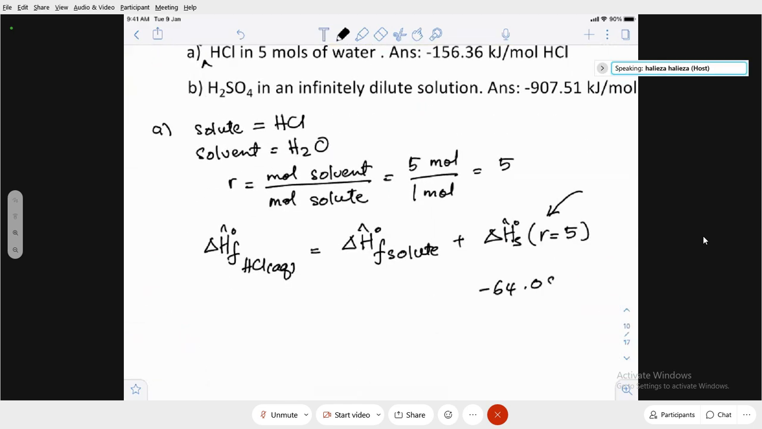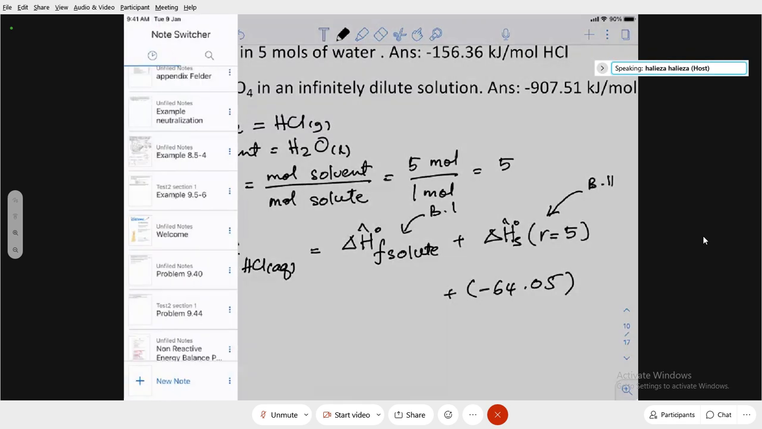Okay, that's 1. I need to find that from the table. This is B11. This is B1. I need to find the heat of formation of hydrogen chloride gas. This is actually a gas, and this is your liquid water. So we're going to look at appendix B1 for hydrogen chloride gas.